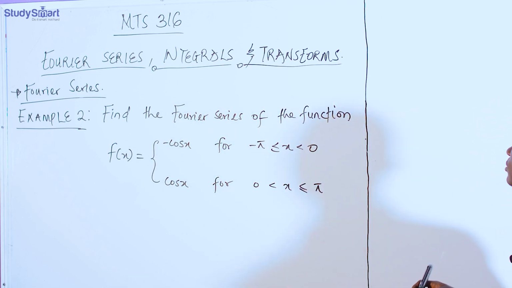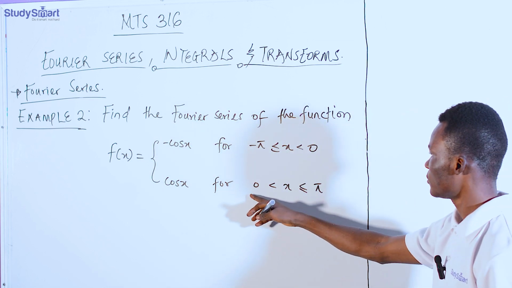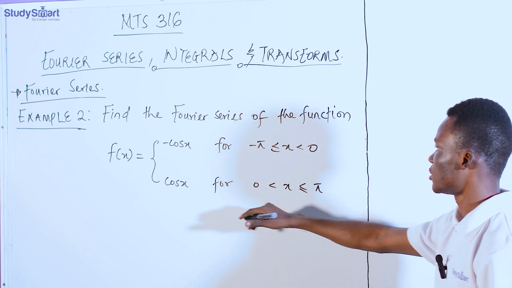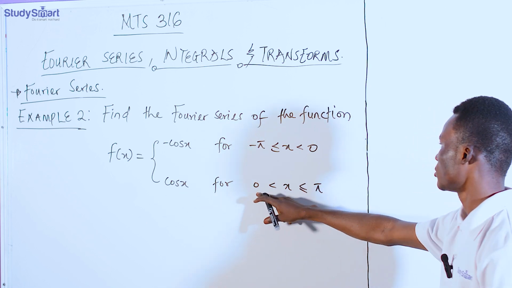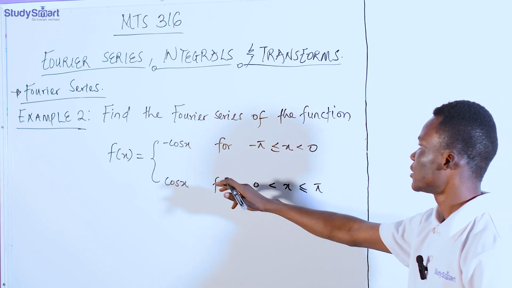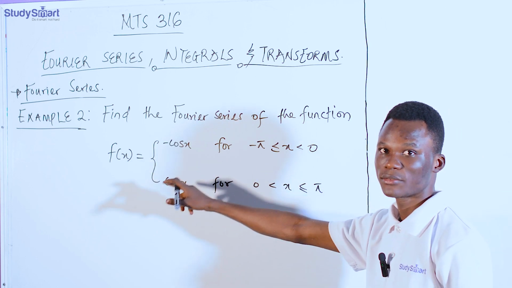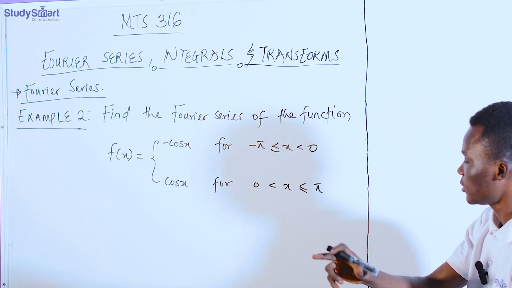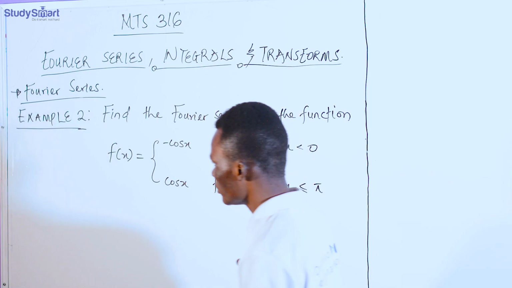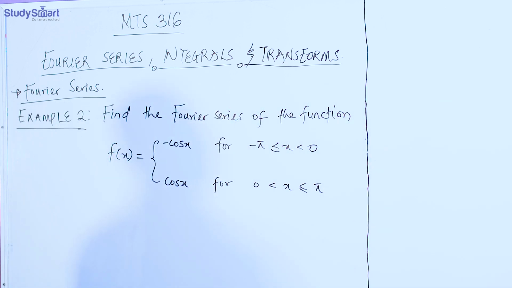So that means the interval for integrating cos x here is going to be 0 to pi. The interval for integrating negative cos x is going to be negative pi to 0. Now we need to know whether this function is an odd function or an even function.